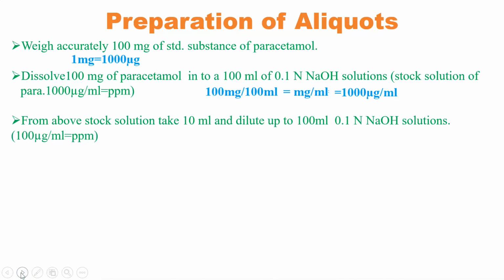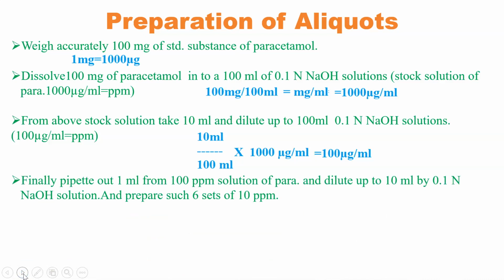After that, from stock 1, pipette out 10 ml and dilute up to 100 ml. So it will become a 100 ppm solution. Let's see the calculation. We have taken 10 ml and we have dissolved in 100 ml. The concentration we took was 1000 ppm. So by calculating the equation, we will get the value, that is 100 ppm or 100 microgram per ml solution. Now finally, we have to prepare almost 6 sets of the same ppm.